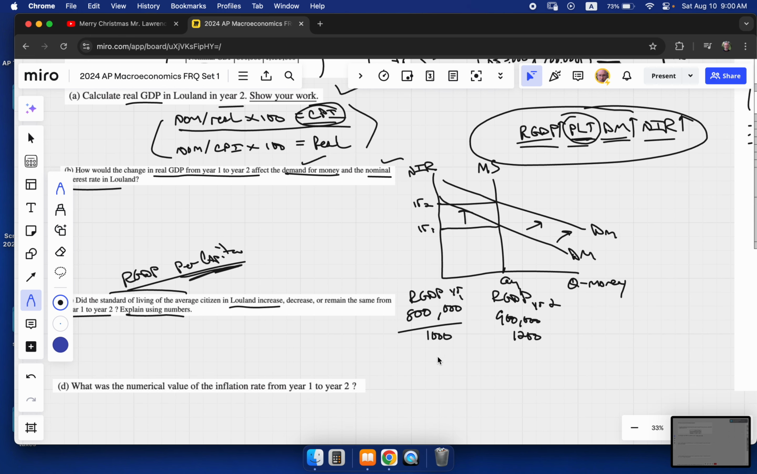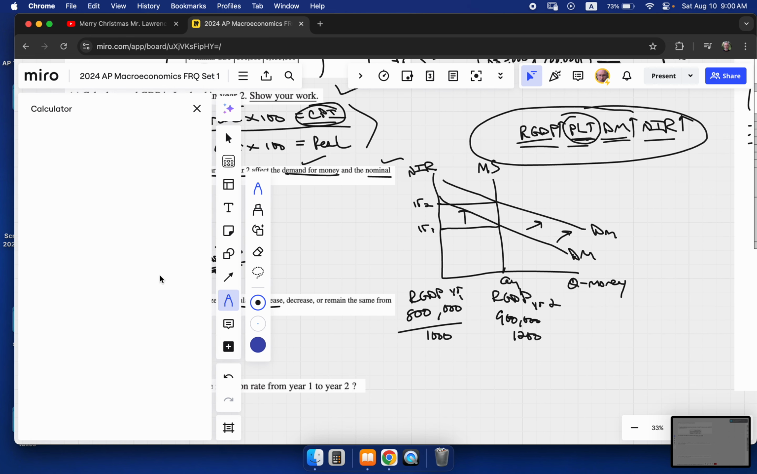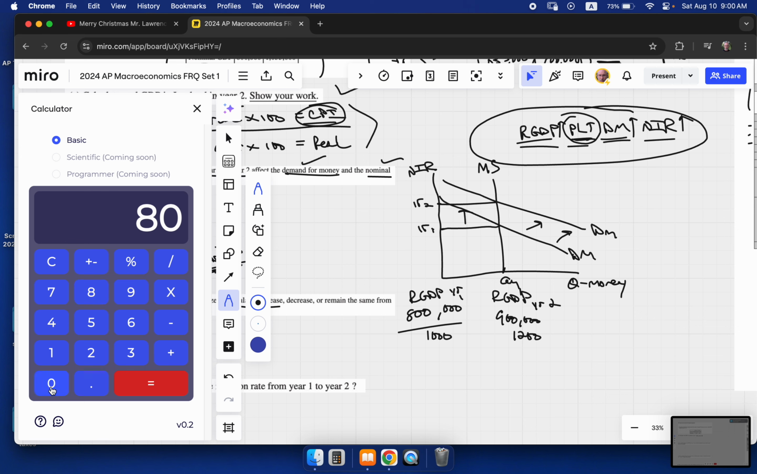When we divide, let's use our calculator again and see if we can make sense of it. 800,000 divided by 1,000 should give us 800. And then, I told you I wasn't good at math. And then the 900,000 over 1,200, this calculator moves a little faster than I like, gives 750.